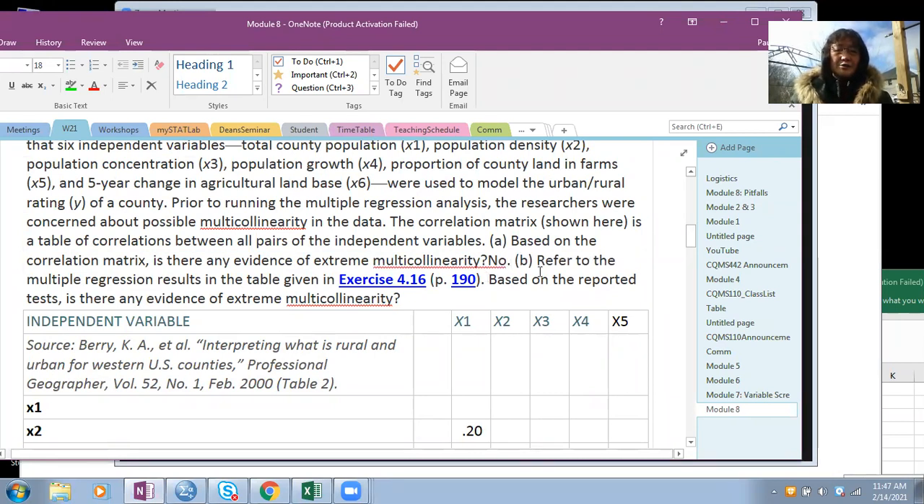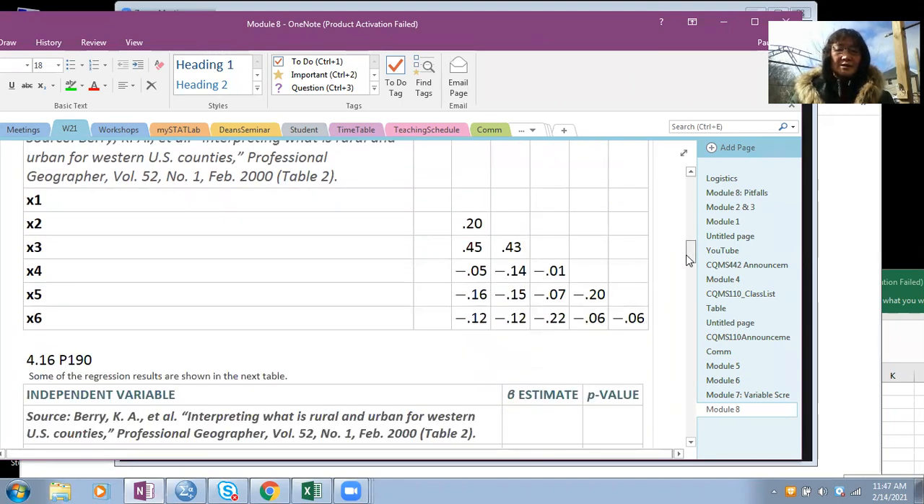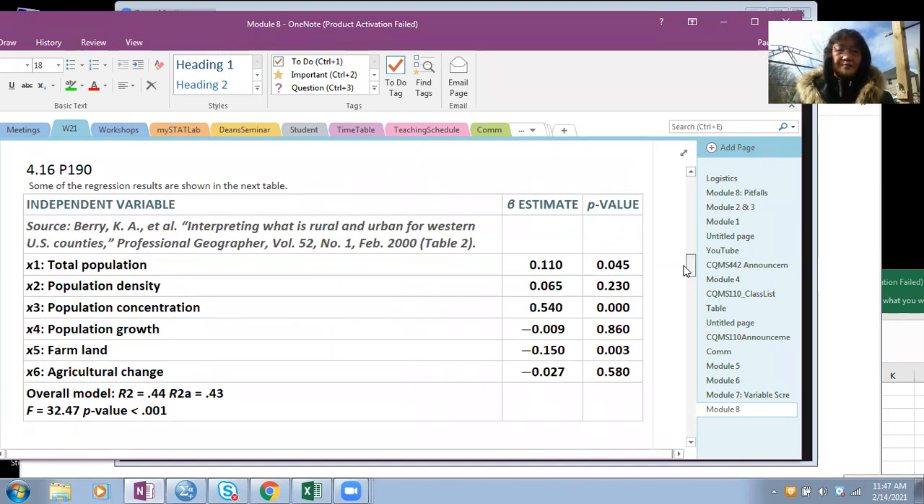Now, let's look at the regression result. You have a beta estimate for all 6 variables. You also have the p-value for all 6 variables. And for the overall model, R square is 0.44, adjusted R square 0.43, test statistic for F 32.47, p-value for F 0.001.